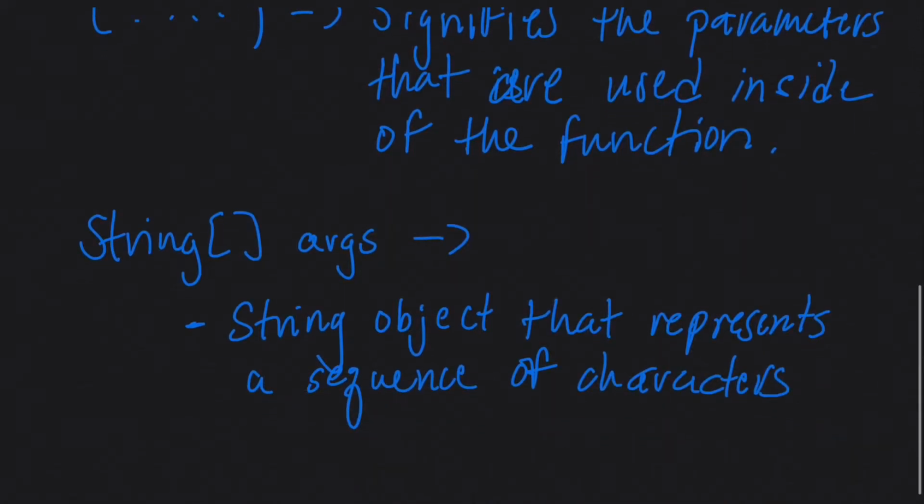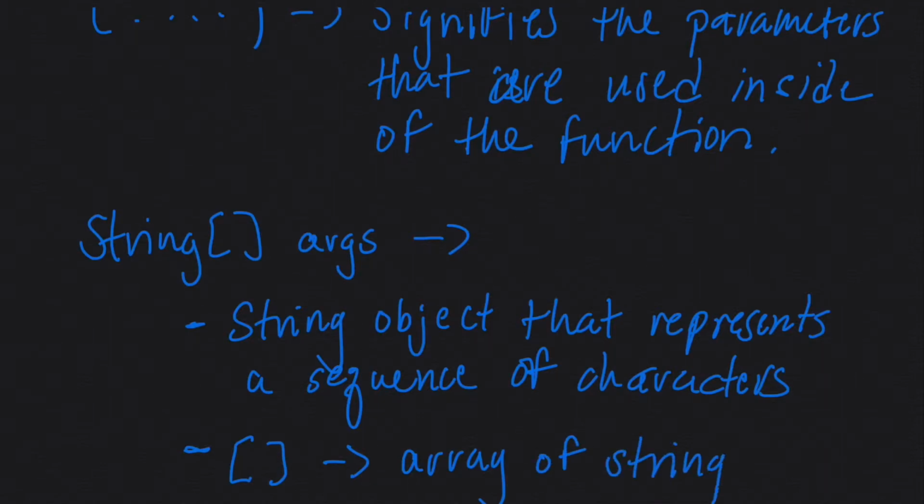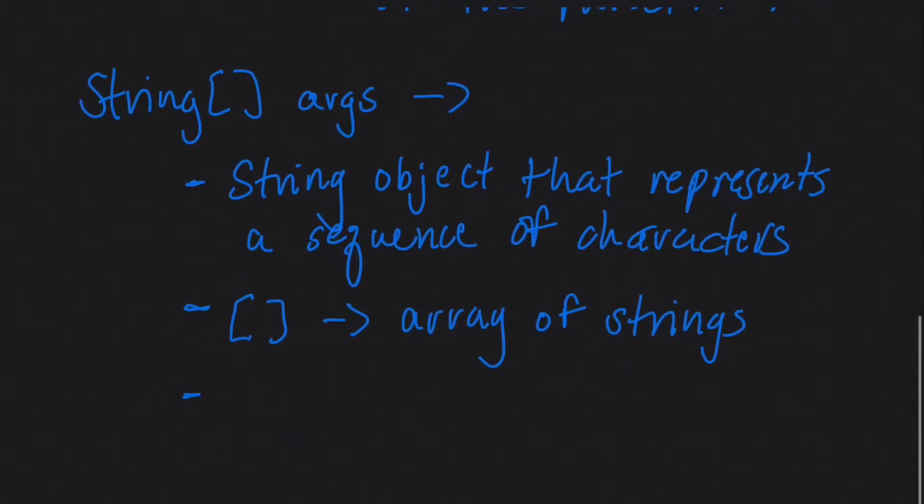Okay, so you can think of strings: if you would want to represent a single character, you would represent it in a character object. But with a string, you would want to represent a sentence or a paragraph or something like that. So the square bracket syntax means that this is an array of strings. So that means we have a list of sentences. Array of strings. And then args is just the name of the variable.